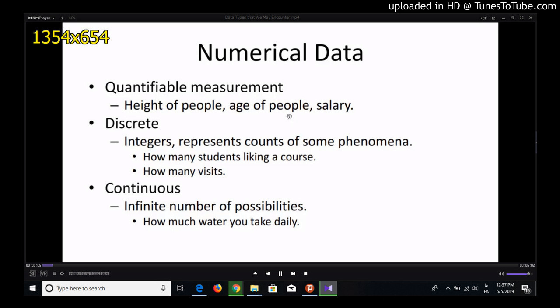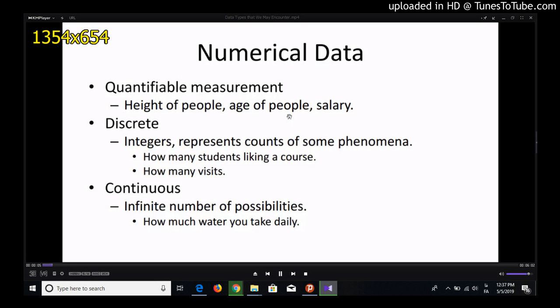Again, we can categorize the numerical data into two parts. First one is the discrete types of data, where we are dealing mostly with integers, and it represents basically some counts of some phenomenon. For example, it will represent how many students like a course, or how many visits a particular website has received, or some other quantifiable thing which we represent in terms of some integers.